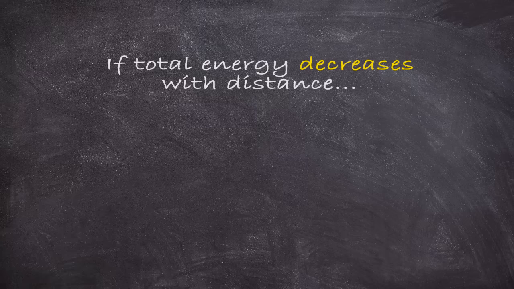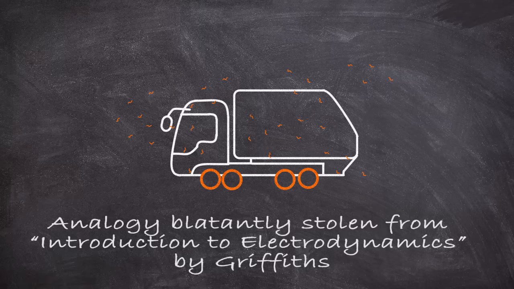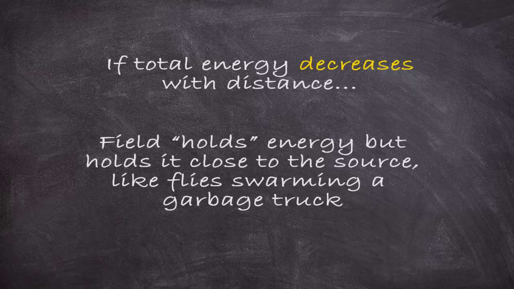Another option is that the tally gets less and less as I go farther out. This means that the energy in the field is tapering off to nothing at greater and greater distances. What this means is that the field carries energy, but that energy isn't going anywhere. It's kind of just hanging around the vicinity of the charge like a wet towel. An analogy I've always liked is that a field like this is like flies swarming around a garbage truck. The garbage truck is the charge, and the energy of the field is bound to stick close to it. We'll call this a dressing field, because it kind of just augments or dresses the area around the charge.